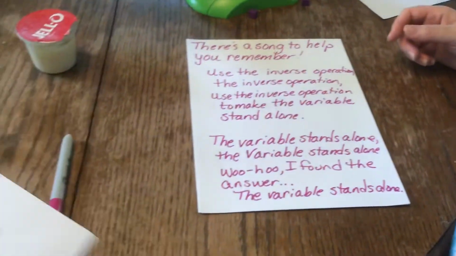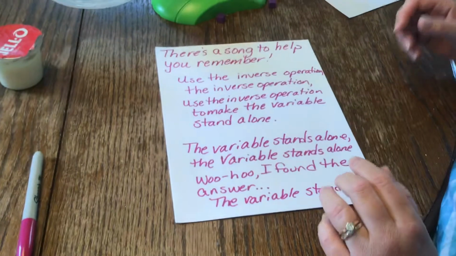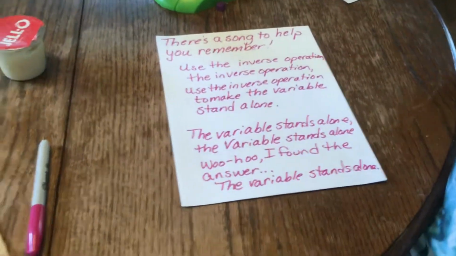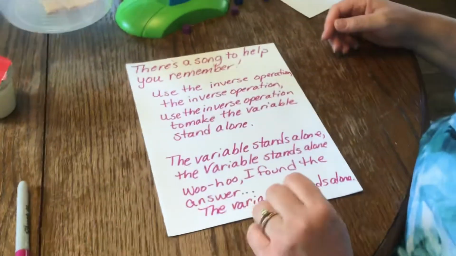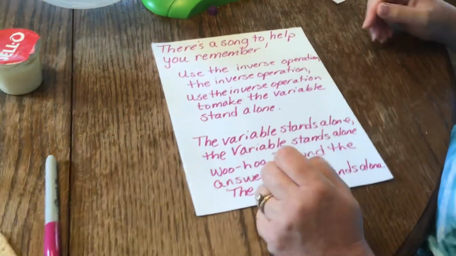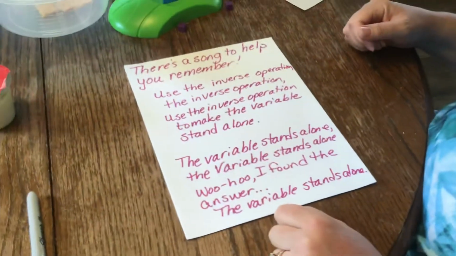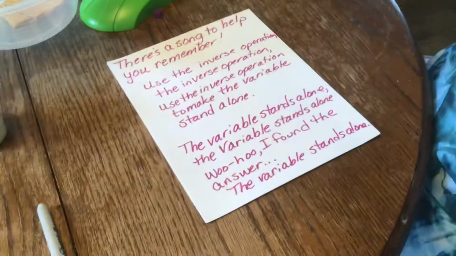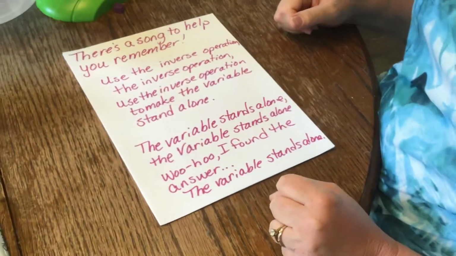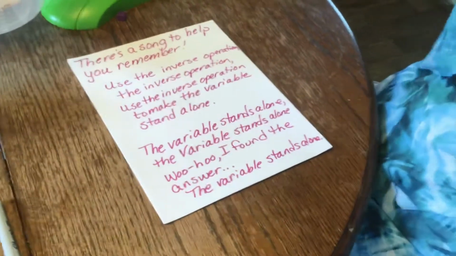The other thing I'd like to share is, yes, there is a math song to go with this. Vanson, in your spare time, make a nice equation dance to go with it. This is a song to help you remember that whole inverse operation. Use the inverse operation to make the variable stand alone, which means by itself on one side of the equation. The variable stands alone, woohoo, I found the answer. The variable stands alone.